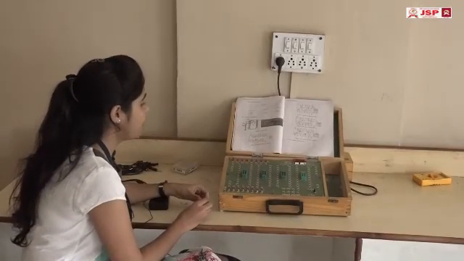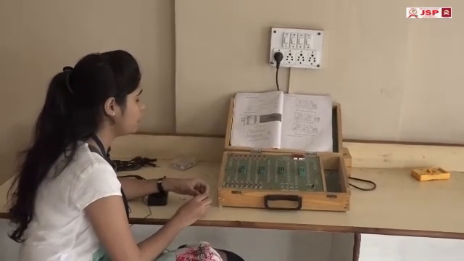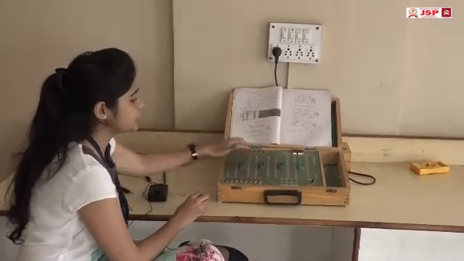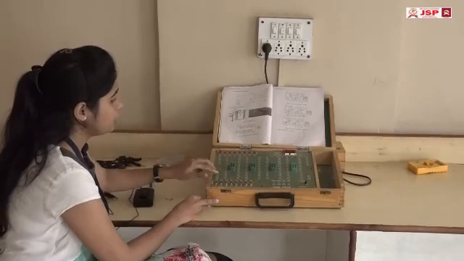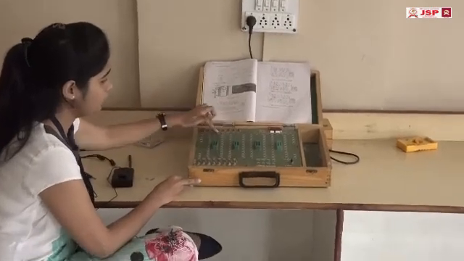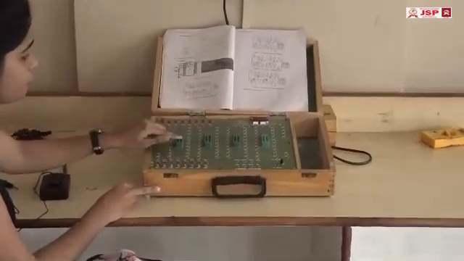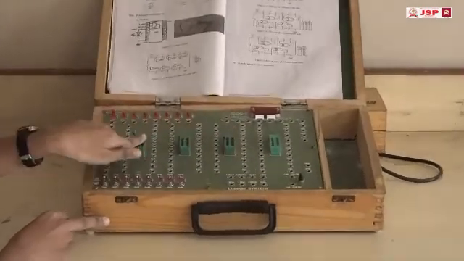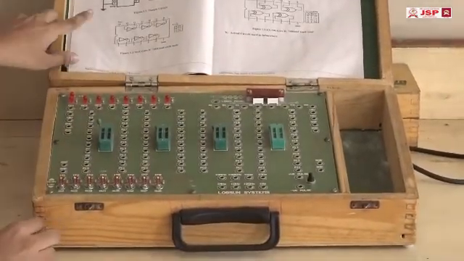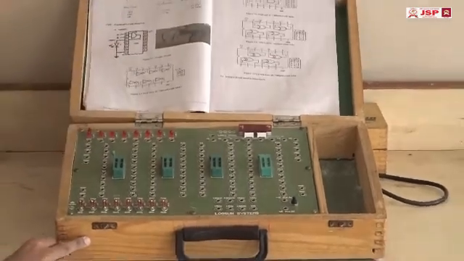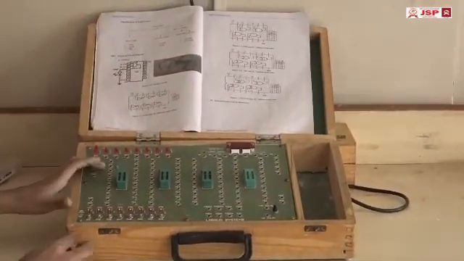Now we will see the actual implementation of our ICs. This is the digital trainer kit we use for verification purpose. These are the input ports, these are the output ports, and these are the 4 IC bases we use for IC mounting. Before connecting the IC, we should check that the power supply is off.